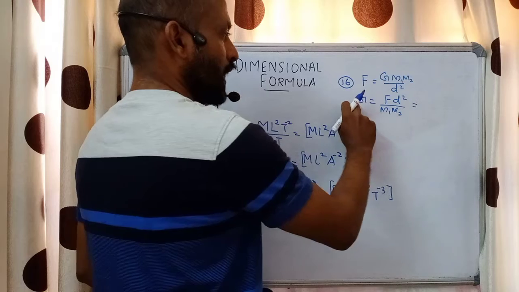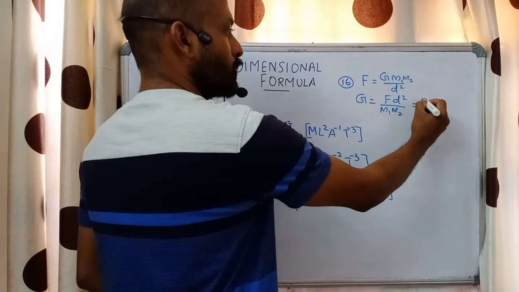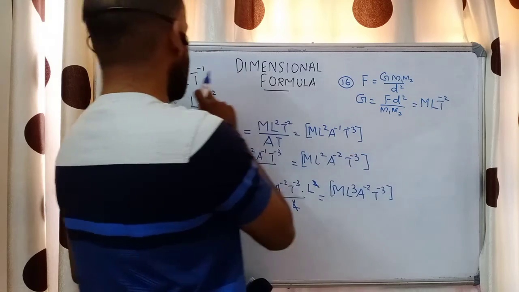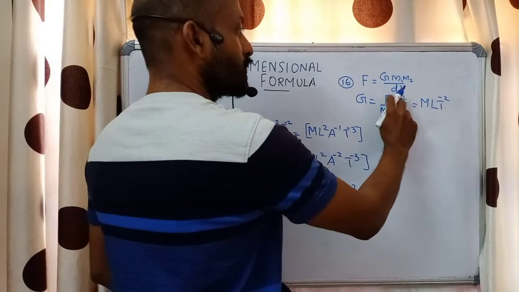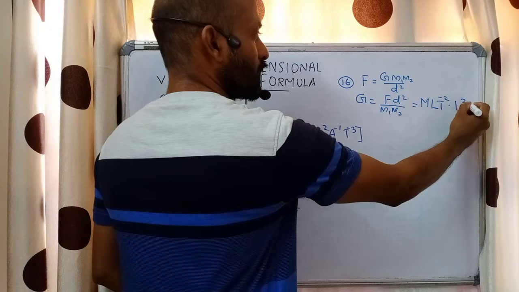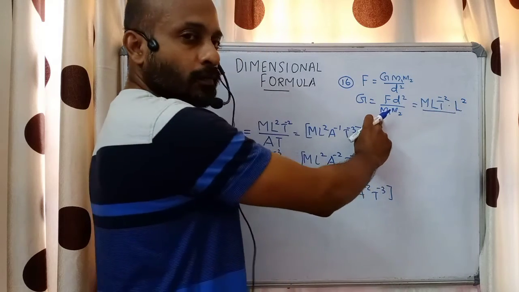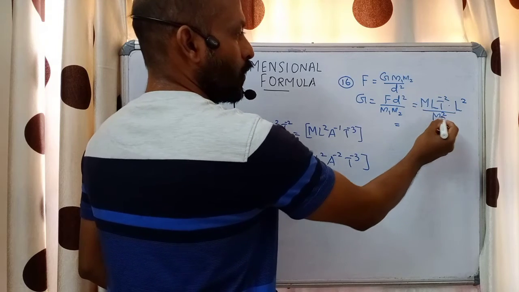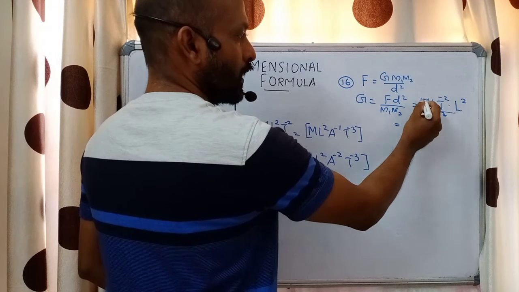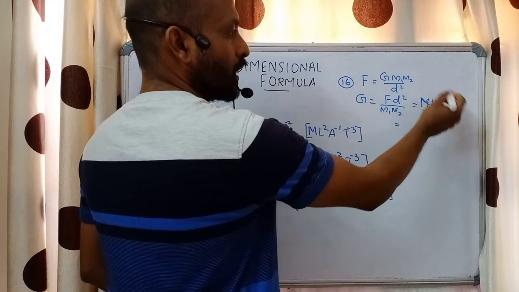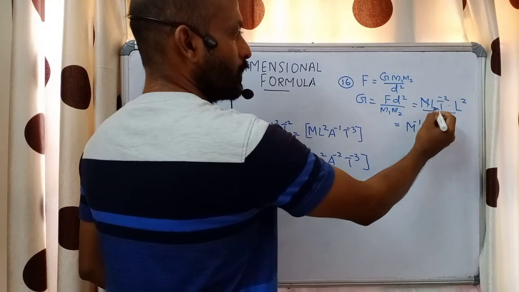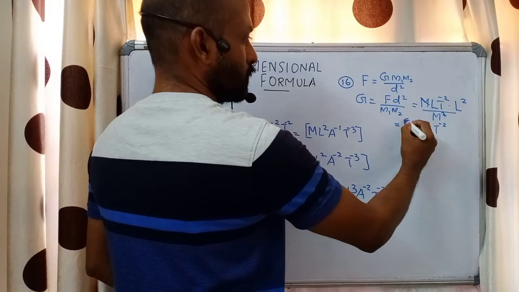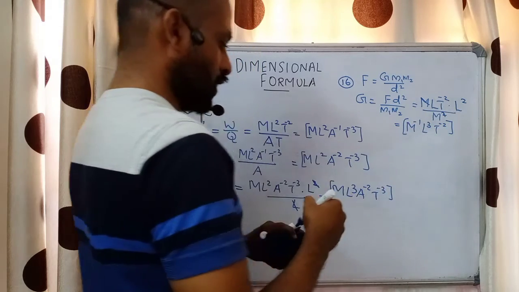So we need to get the dimension formula of G. F, what is the dimension of force? Mass into acceleration. Acceleration has L t raised to minus 2. Then distance square. Distance has dimension formula L, so L square. There are two masses multiplied, dimension formula m square. What will you get when you simplify? One m cancels. This m comes up. It will be m raised to minus 1. L into L square, L cube, then t raised to minus 2. It is the dimension formula of what?